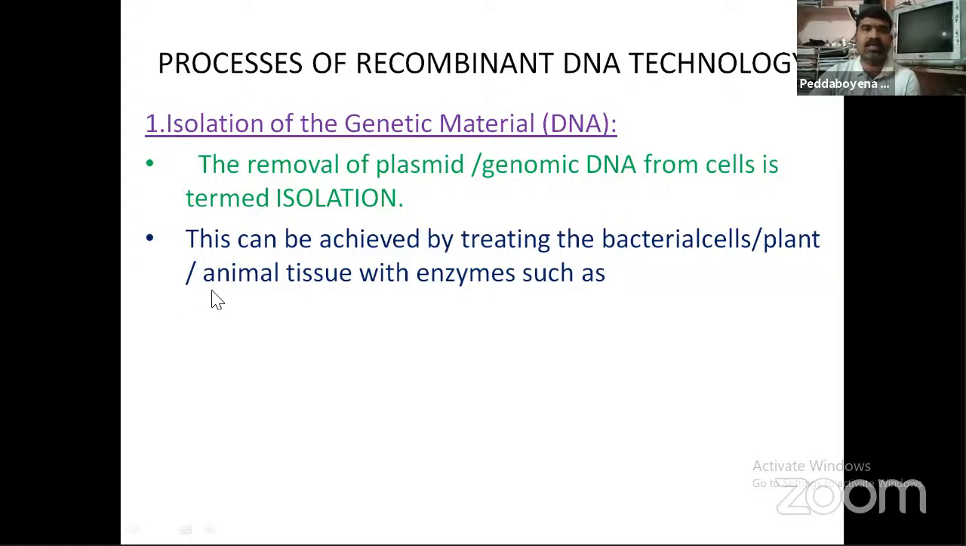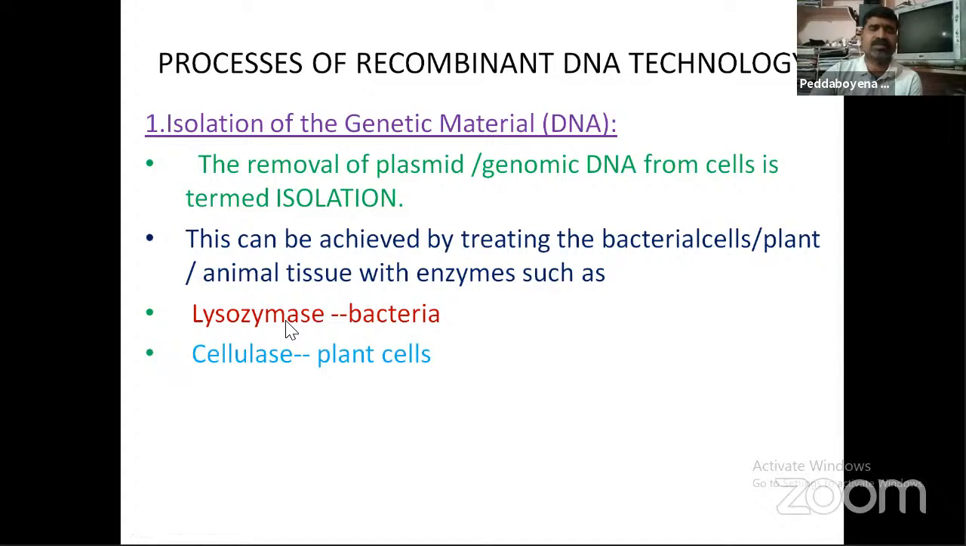So here you clearly observe that this can be achieved by treating the bacterial cells or plant cells or animal tissues with enzymes, and these are very important. First, lysozyme. This lysozyme reacts on the bacteria, opens the cell wall and digests the cell wall. The enzyme name is lysozyme.